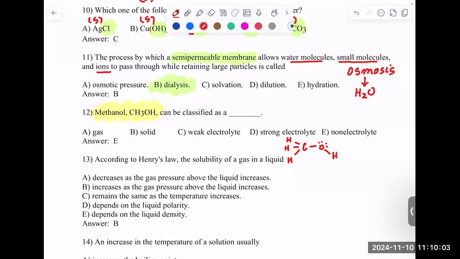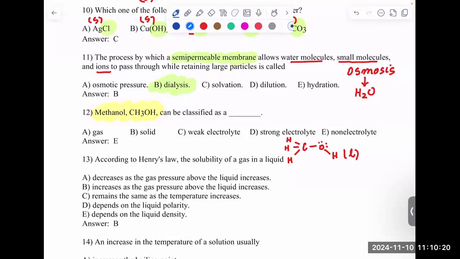If you freeze it, yeah, it will exist as a solid, but at room temperature it exists as a liquid. So that's one thing. So these first two are eliminated. Next is weak, strong, and non-electrolyte. So this is the formula. We show this formula in the class, we cover it.